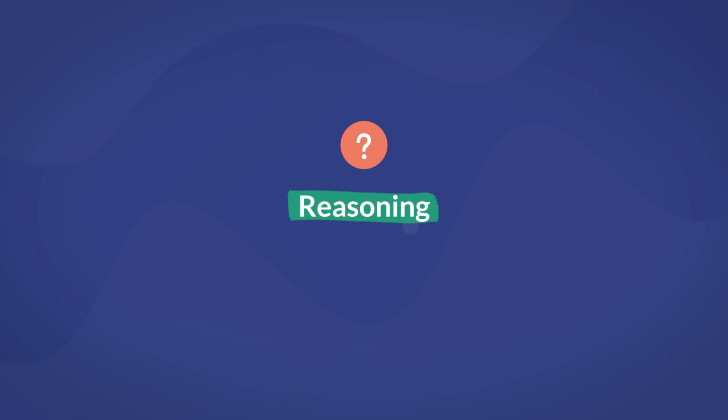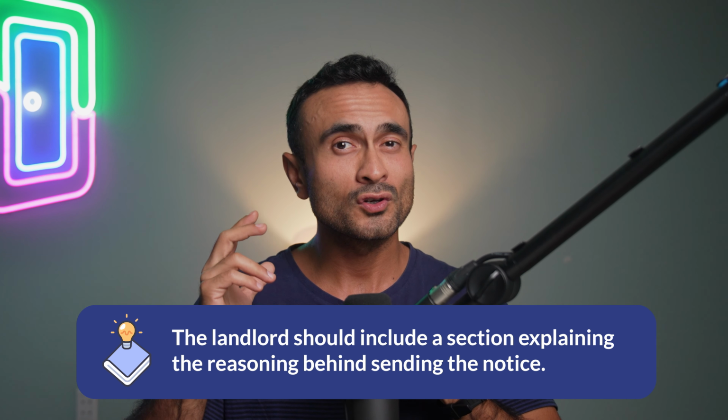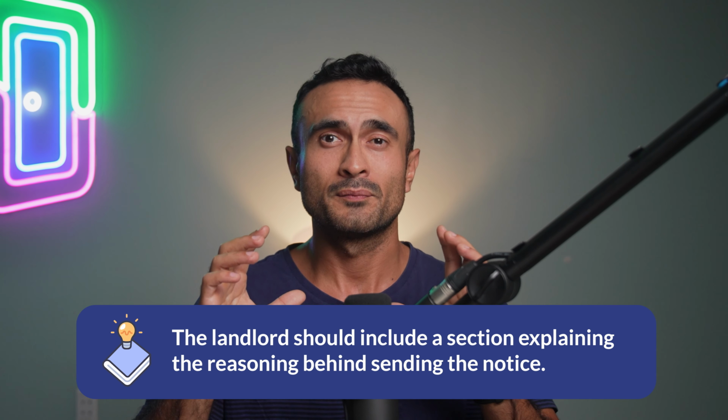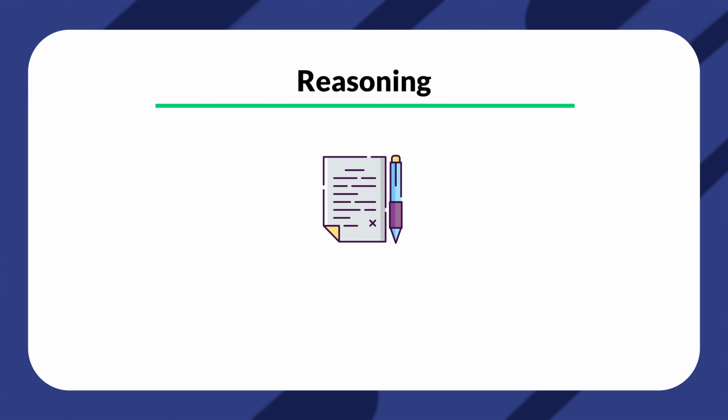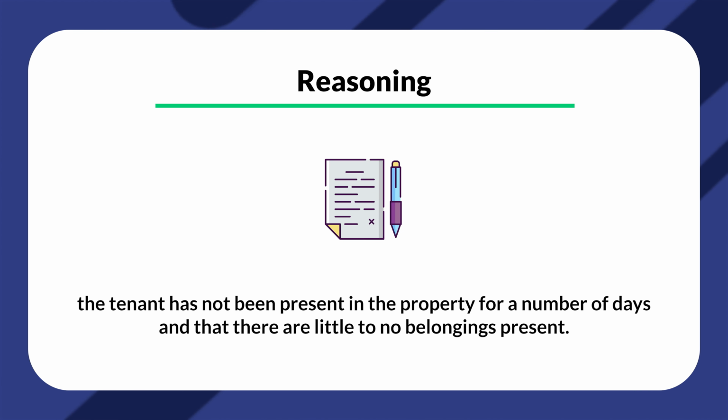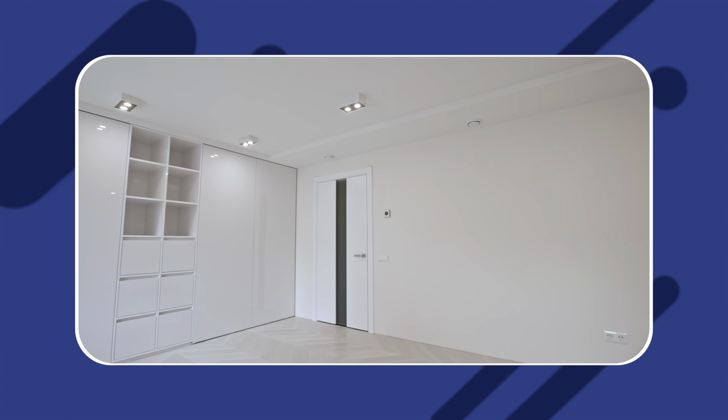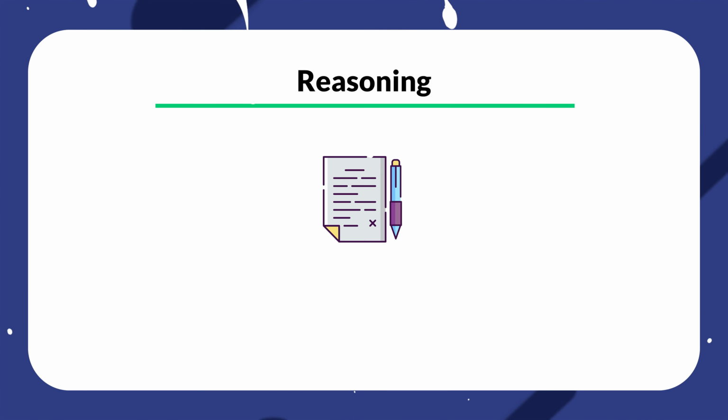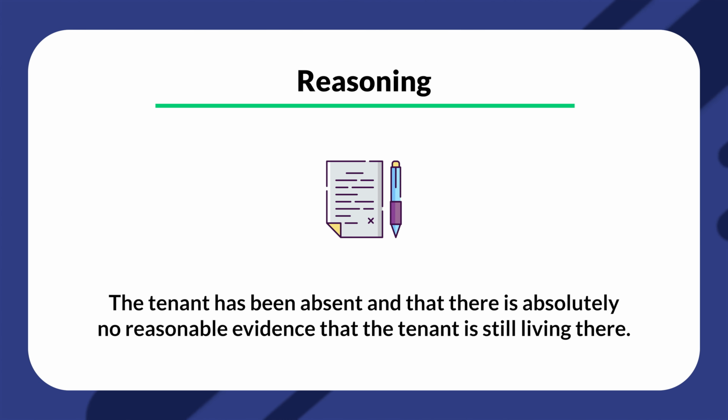Reasoning. After the introduction, the landlord should include a section explaining the reasoning behind sending the notice, of course. Since this is a notice of abandonment, the reasoning will usually be pretty general. For example, you can put that the tenant has not been present in the property for a number of days and that there are little or no belongings present. Or you can put that the tenant has been absent and that there is absolutely no reasonable evidence that the tenant is still living there. It is very important that you choose the reasoning wisely because it could be disputed in court by the tenant.